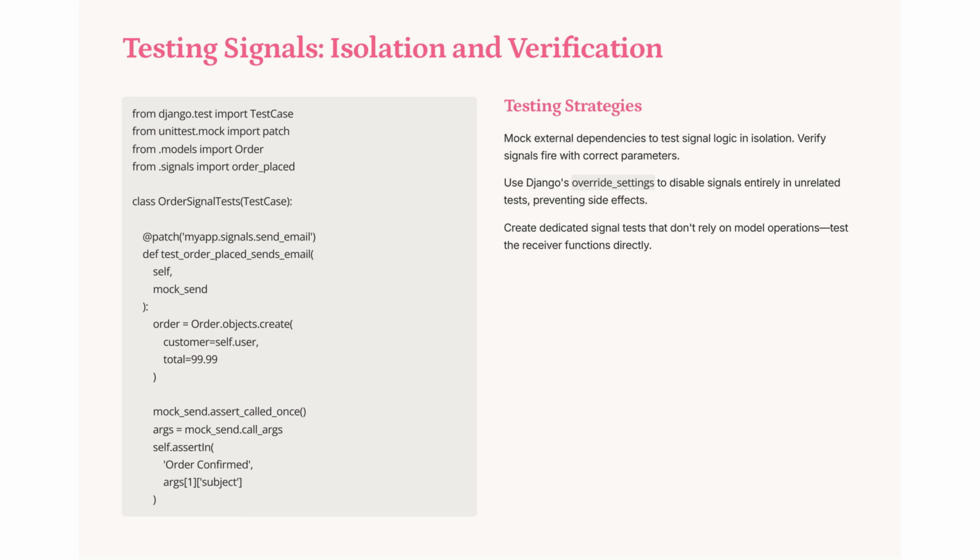Testing signals involves isolating signal logic using mocks, ensuring correct parameter usage. Use Django's override_settings to disable signals in unrelated tests, avoiding side effects. Create dedicated tests for receiver functions, bypassing model operations. This approach ensures robust signal verification and maintains test integrity.